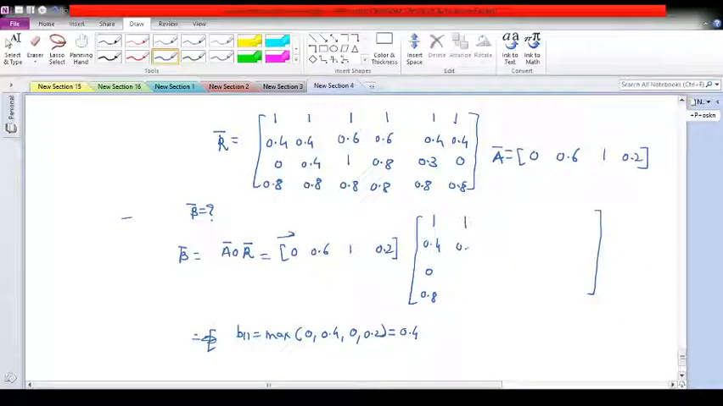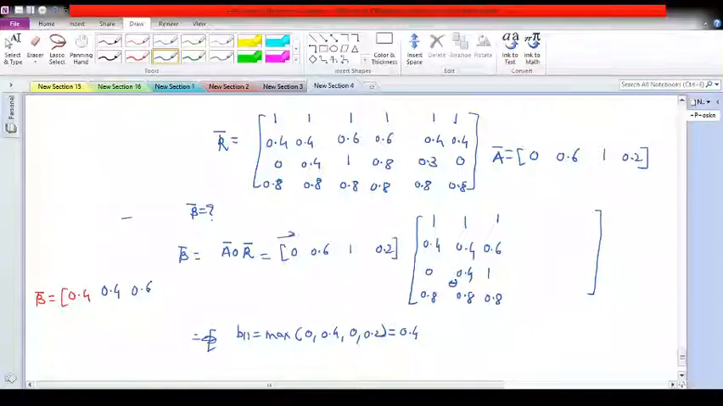Similarly for the next row, what is the next row? It is 1, 0.4 and this is also 0.8. I will write B bar here. B bar first element is obtained as 0.4. The next minimum is 0, 0.4, 0.4 and 0.2, and select the maximum, so again it will come as 0.4. For the third row it is 1, 0.6, 1, 0.8. So what will be the minimum? This 0, 0.6, 1, 0.2, maximum is 0.6. No, maximum is 1.